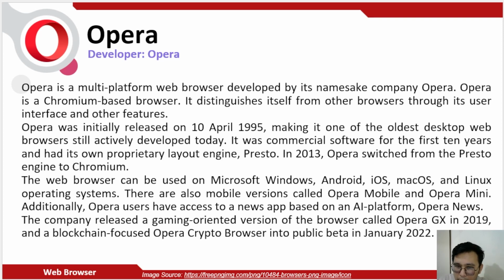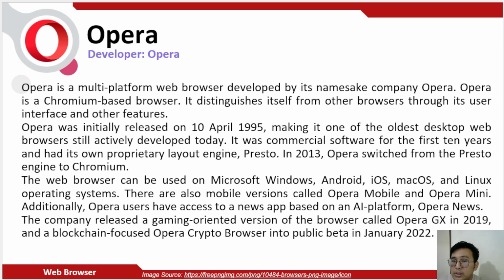So in its history, Opera was initially released on 10 April 1995, making it one of the oldest desktop web browsers, which is still actively developed today and also has a lot of users. It was commercial software for the first 10 years and had its own proprietary layout engine, which was called Presto. In 2013, Opera switched from the Presto engine to what we know as Chromium.